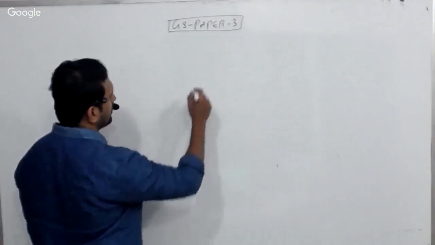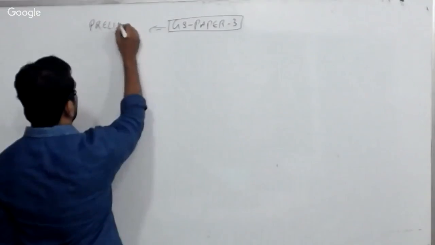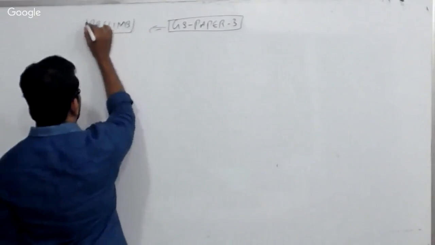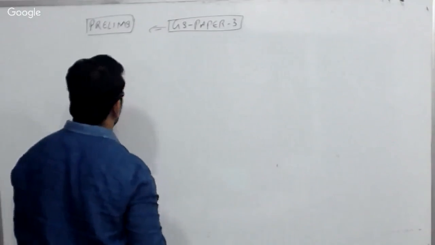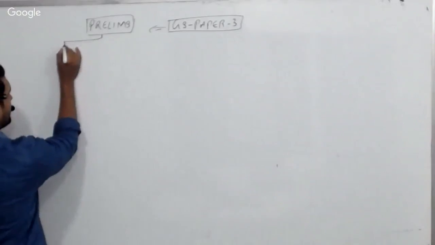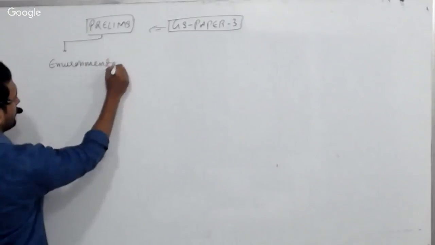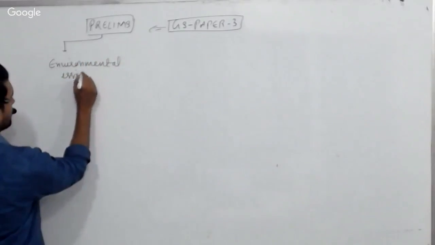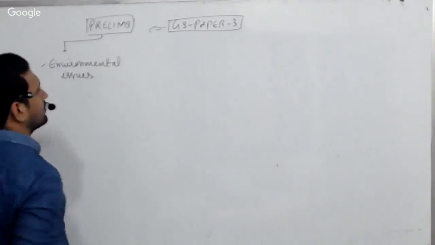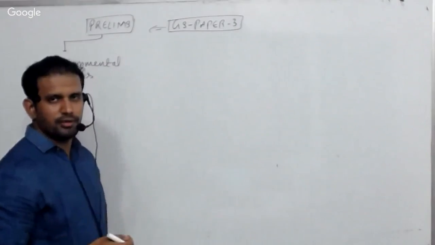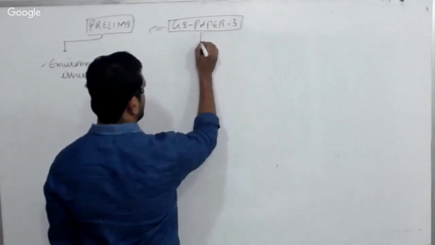Apart from that, some important topics are also mentioned in our prelims. If you see your prelim syllabus, it is written as environmental issues. That is how it is written in your prelim syllabus. Whereas GS paper 3 consists of many subtopics.